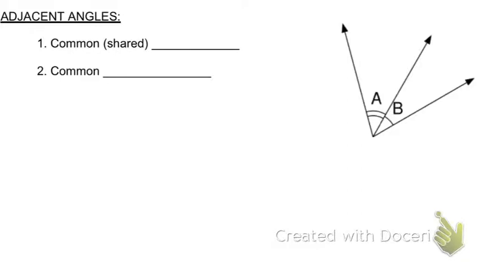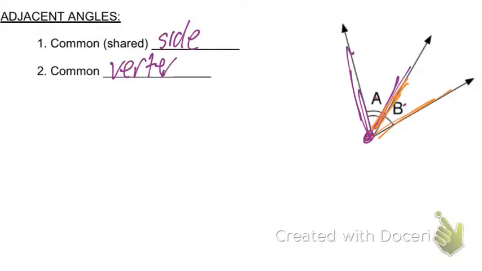So, they have a common or shared side. Adjacent angles have to have a common or shared side. They have to share a side, okay? So like here, we have two angles. We have angle A and angle B. Okay, right here, A and B. They have a shared side down the middle, that ray in the middle, it's shared. They also have a common vertex, so their starting point has to be the same. Common vertex.